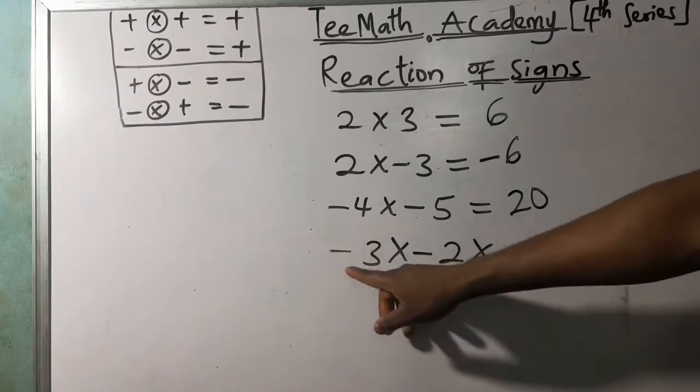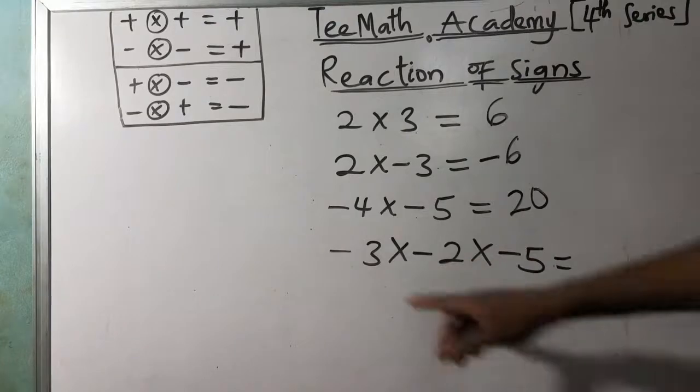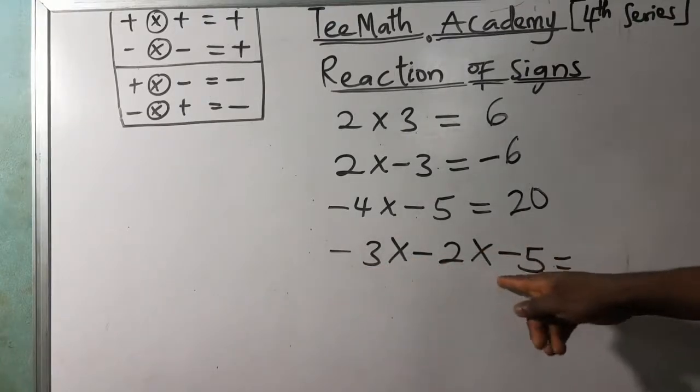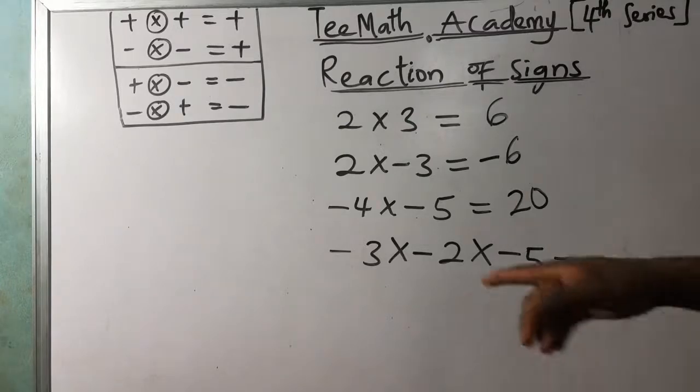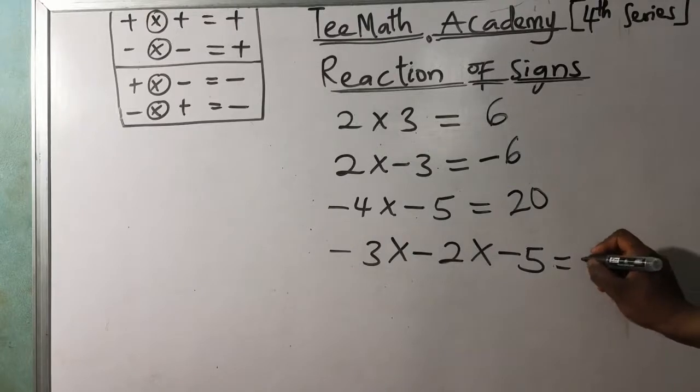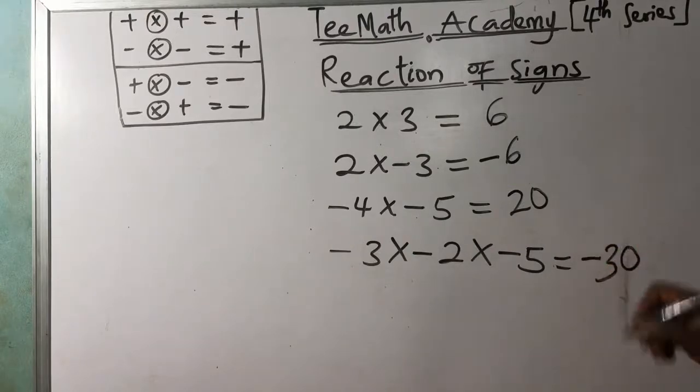Look at this one: minus 3 times minus 2. Minus times minus is plus, so 3 times 2 is 6. Then 6 times minus 5, that is plus and minus, which gives a minus. So 6 times minus 5 is minus 30, because 6 times 5 is 30. With the minus and the plus coming together, we multiply them and get minus 30.